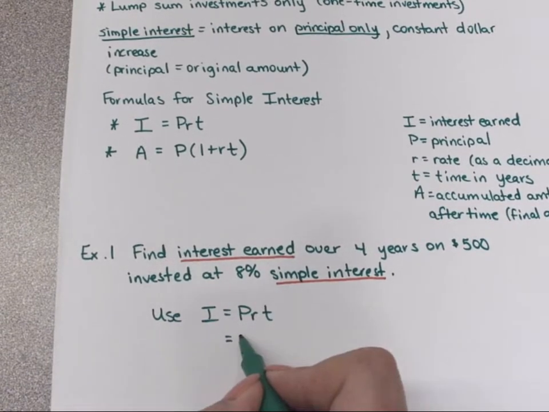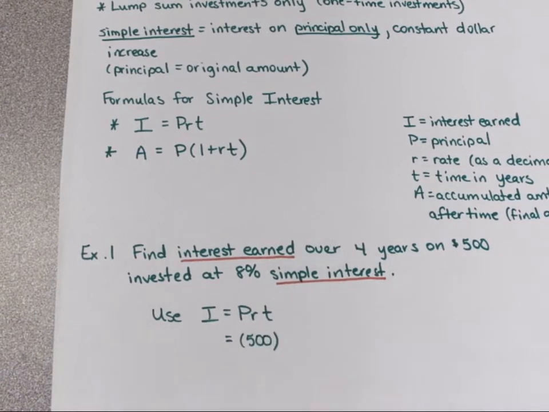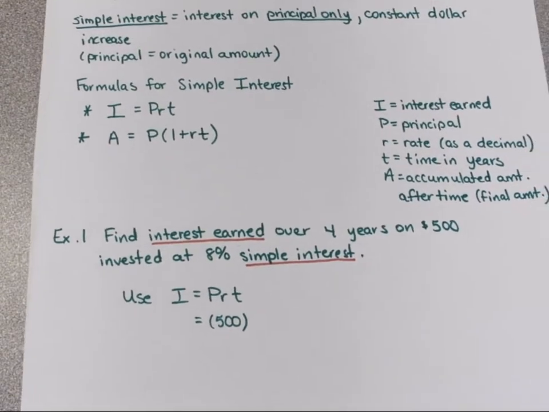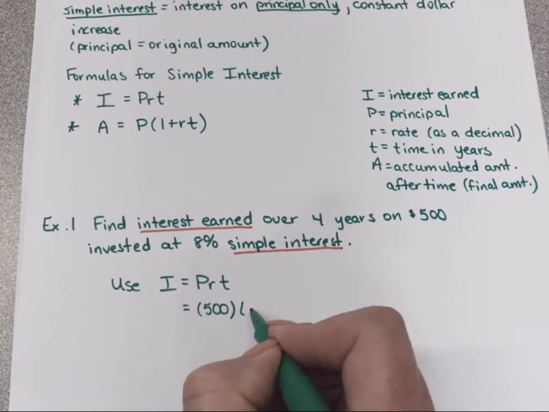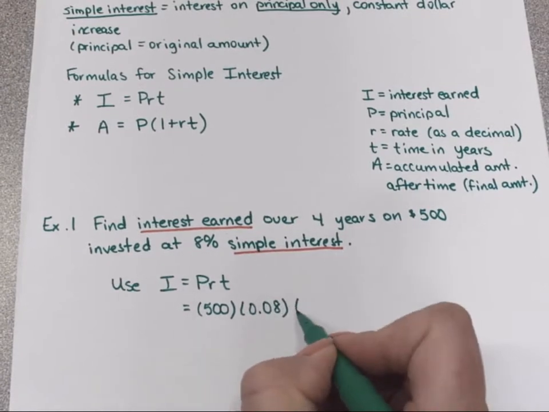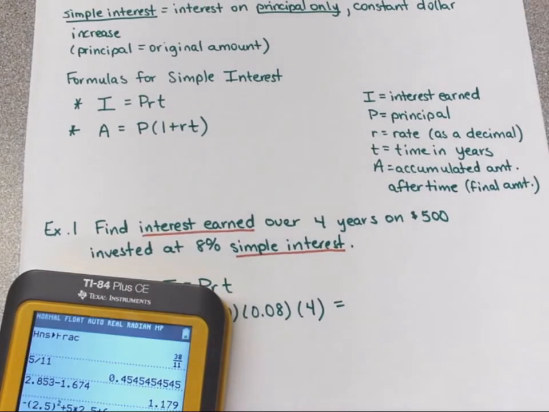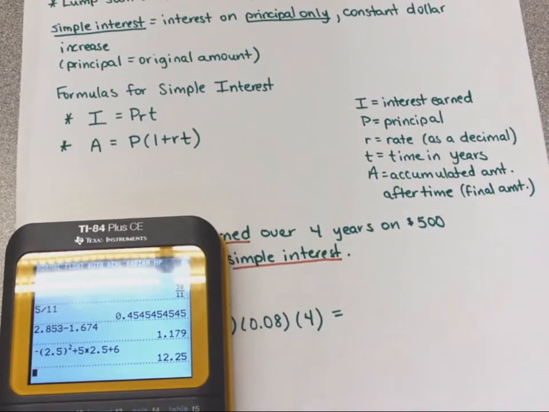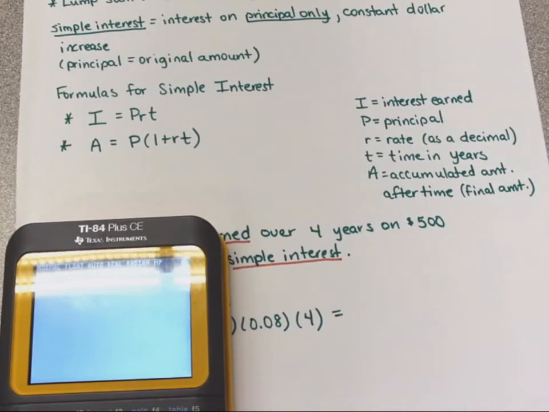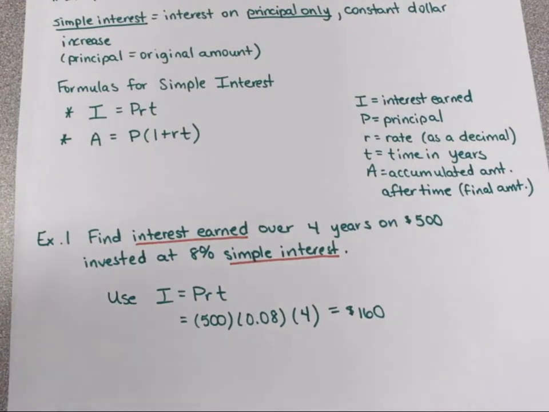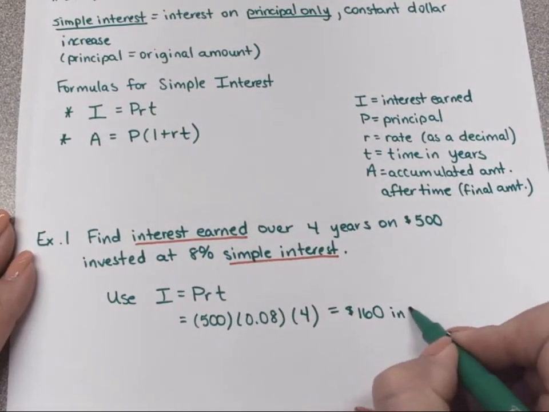Okay, and let's just plug in what we know, right? We know the beginning principal was 500. We know the rate is what? 8, right? So how do we write that as a decimal? 0.08. And then the time is 4 years. Okay, so a pretty consistent formula, pretty easy to punch in, but we would just do 500 times 0.08 times 4, okay, and so we would get 160. So this is basically $160 in 4 years.